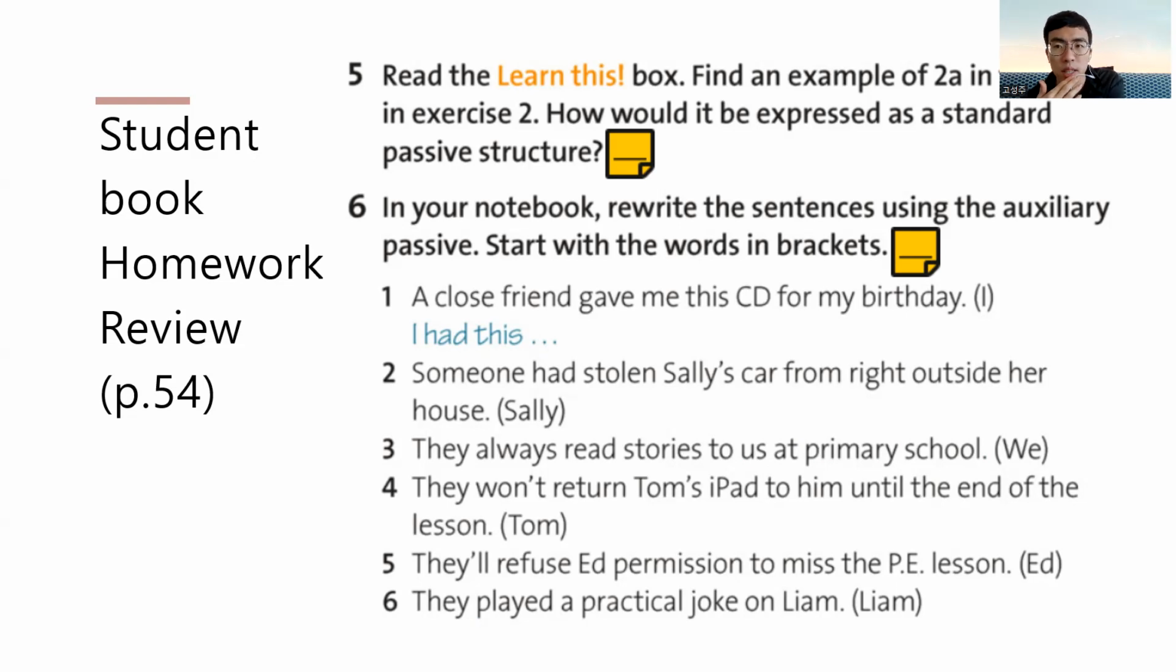So when you use this auxiliary passive form, you put the direct object into the subject, right? We, us become we, and then put the auxiliary verb has or had. We had the object, stories, right? We had stories read, the verb, to us at primary school. Okay, that's the basic format of how we construct the auxiliary passive voice. Number four. They won't return Tom's iPad to him until the end of lesson. Again, they will not return Tom's iPad to him until the end of lesson.